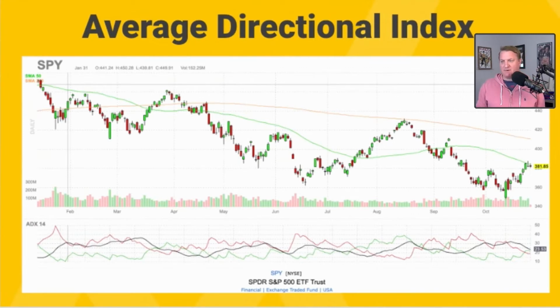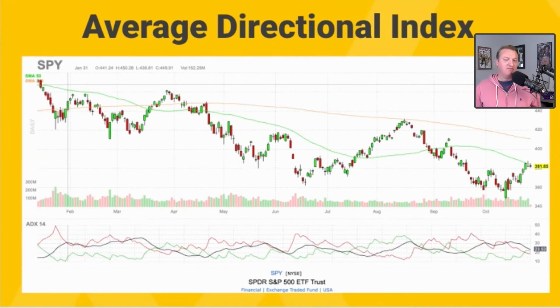This was created by some other guy, who probably should have created his own metaverse. His name was Welles Wilder. And this is a technical indicator as well. Now, what you're looking at here is this black line. The black line is critical, but you've got this negative directional indicator, that's the red line, and then you have the green line, that's the positive directional indicator.